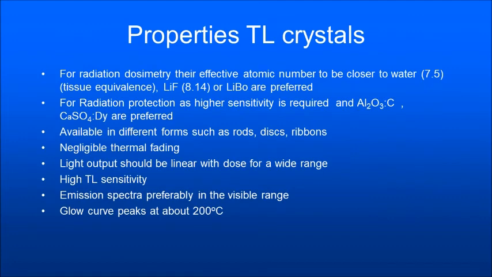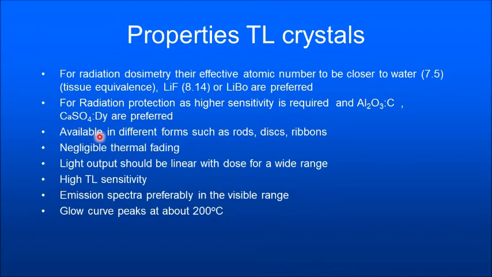Let us look at some of the properties of the thermoluminescent crystals. For radiation dosimetry, particularly in radiotherapy, we expect the effective atomic number to be closer to that of water, or we call it tissue equivalent. For that purpose, one would prefer lithium fluoride or lithium borate. However, in radiation protection dosimetry, as you will be measuring very low level radiation, higher sensitivity will be required. Therefore, Al2O3 and calcium sulfate, the calcium sulfate with the impurity of dysprosium, are preferred.